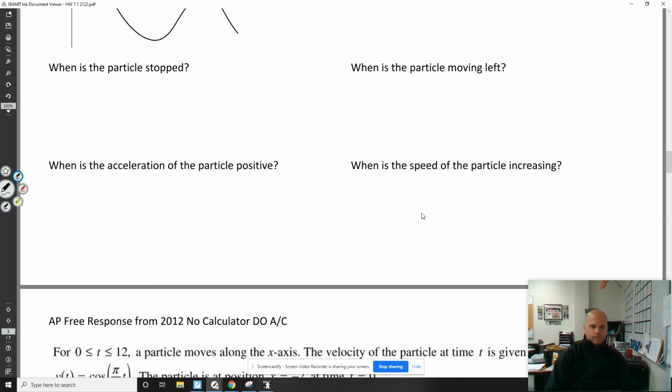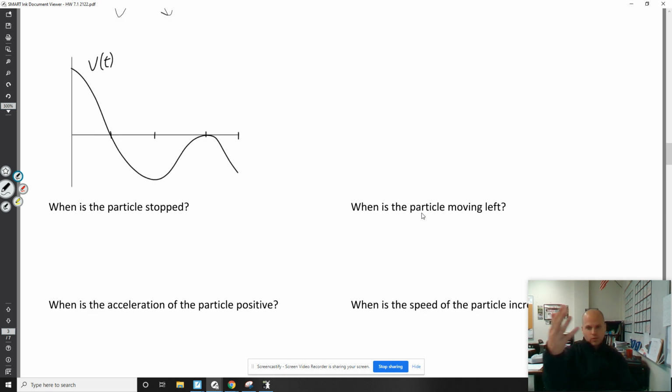Okay, same questions here. And then we'll get into some free response questions, which we really need to focus on because your entire test is going to be free response. When does the particle stop? Velocity equals 0. Here's my velocity. When is it equal to 0? Not like a 0 time. It's when is the value of velocity 0. That's at 1 and 3.